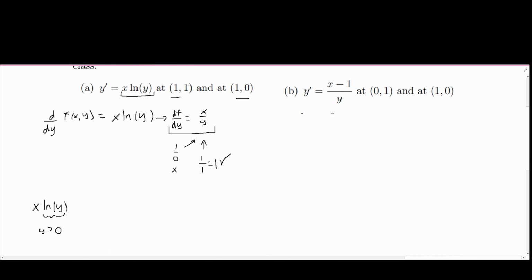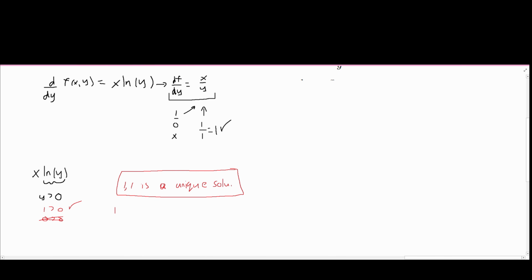Now we're going to look at y. We have our y as 1 and y as 0. Plugging in y here, we can see that y is greater than 0. But plugging in the second one, we see that y is not greater than 0. Therefore, only 1, 1 is for sure a unique solution. For 1, 0, a unique solution is not guaranteed. We're done with that one.